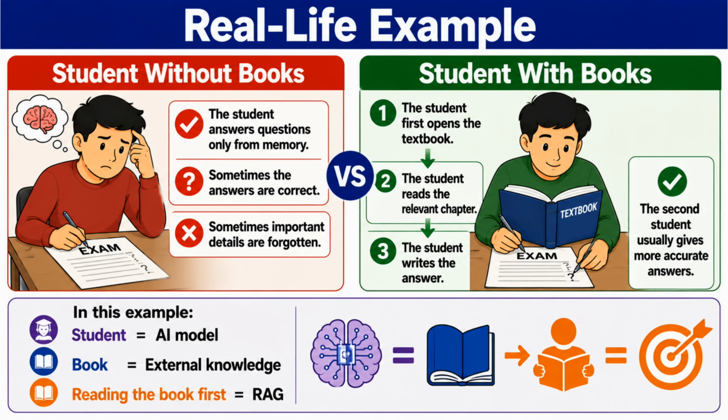Now we will see a real life example. First, let us look at a student without books. The student answers questions only from memory. Sometimes the answers are correct. Sometimes important details are forgotten. Imagine another student with books. The student first opens the textbook. The student reads the relevant chapter. The student writes the answer. The second student usually gives more accurate answers. In this example, the student represents the AI model, the book represents external knowledge, and reading the book first before answering represents RAG.